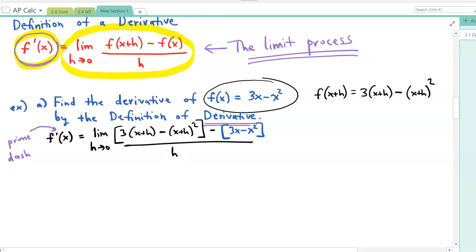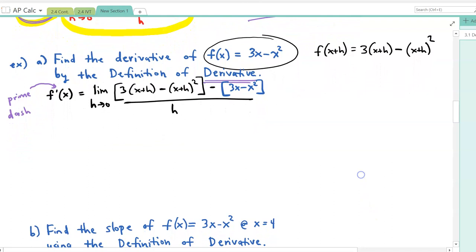But we have to simplify. We're trying to figure out what do we get in our answer. So let's clean this up. All right, so let's multiply. 3 times x is 3x. 3 times h is 3h. Minus, I have x plus h to the power of 2. So that means I have two of these guys, x plus h squared. Well, that means I have two of them, so I could say x plus h times x plus h, right?